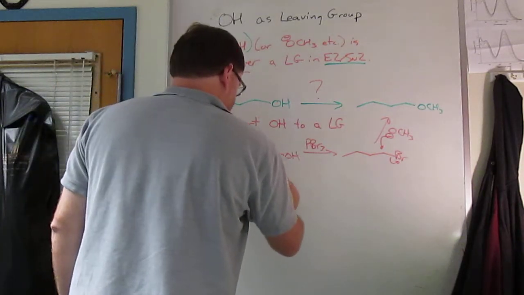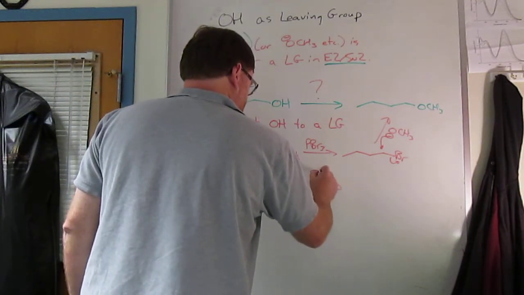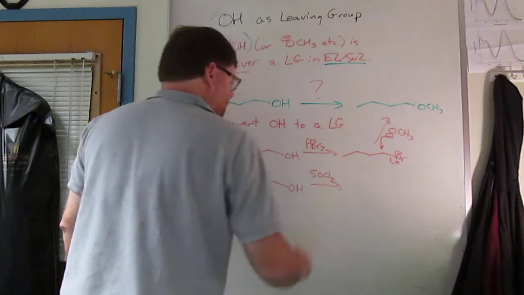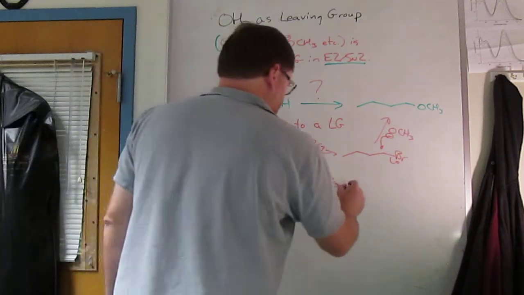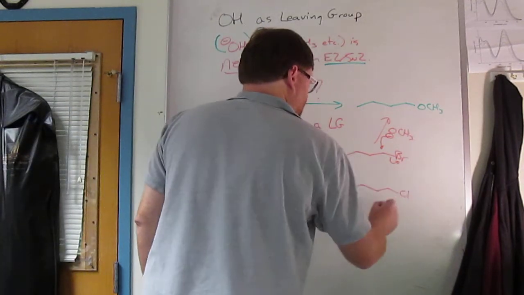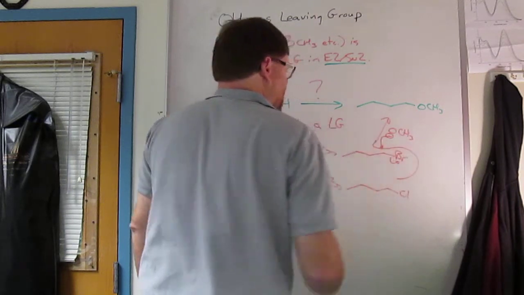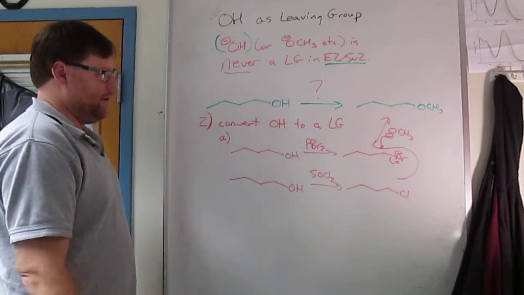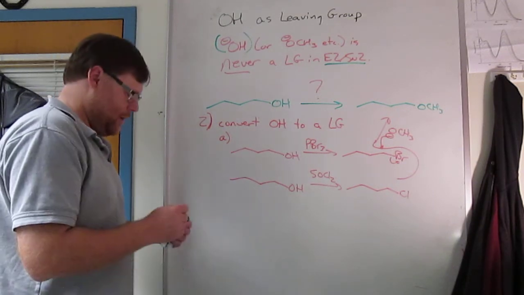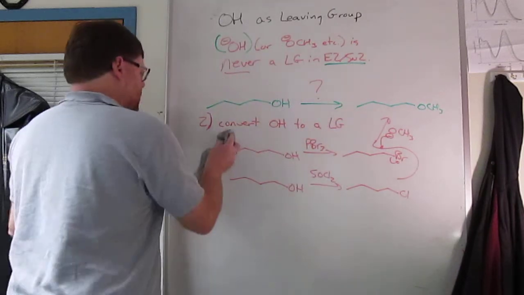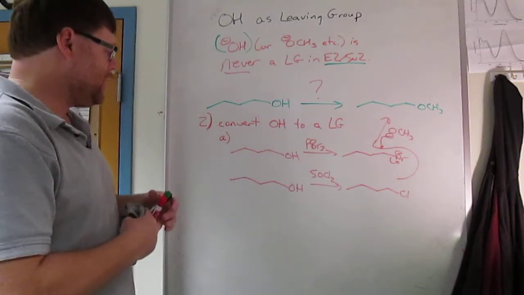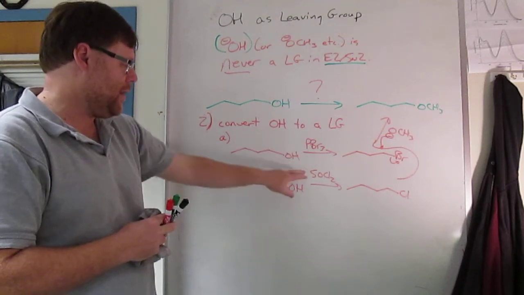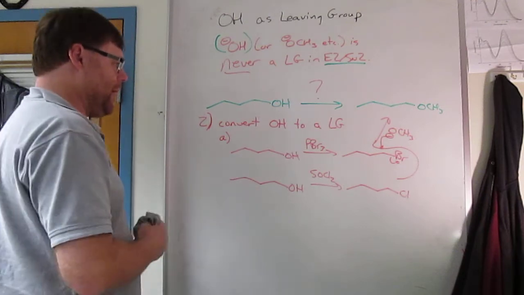You can also use thionyl chloride. How about I write that correctly? SOCl2, and that will convert the OH to a chloride. Treat that alkyl chloride with methoxide, and there you have the product. The second way is a little more complicated. So write this down. You need to know these two reactions. All right. So know that if you have an alcohol treated with PBr3 or SOCl2, you'll get the corresponding halide.